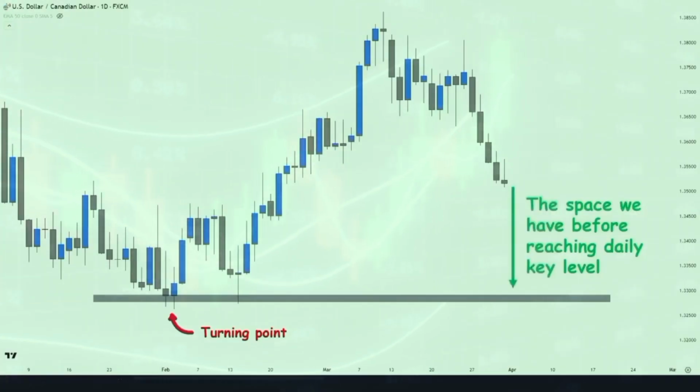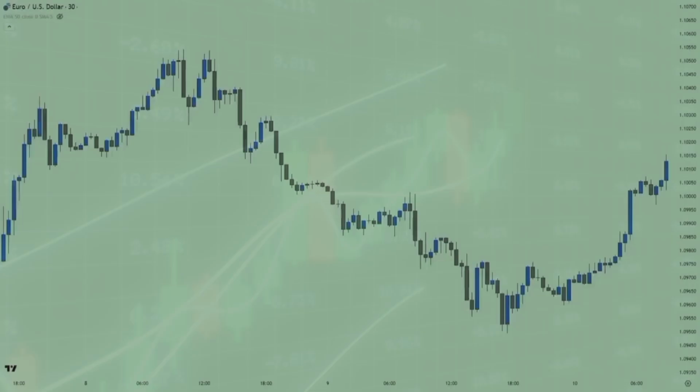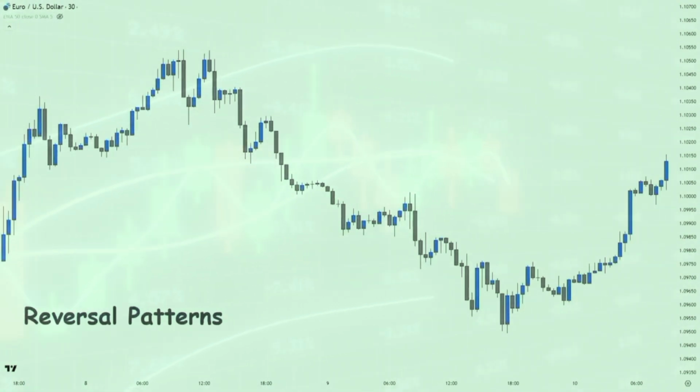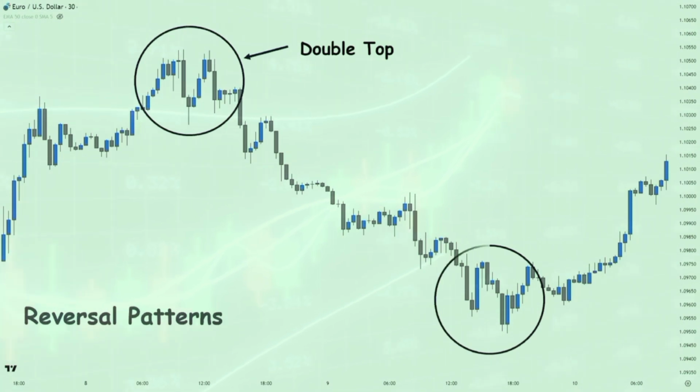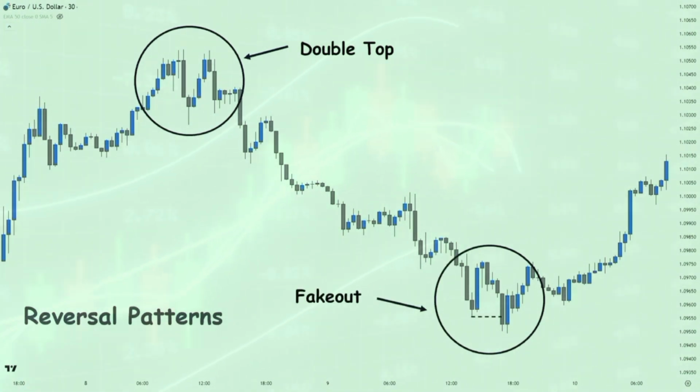The second market factor is reversal patterns. Reversal patterns are chart formations, signaling that the ongoing trend is about to change course. If a reversal pattern forms during an uptrend, it shows that the buyers are losing momentum and the sellers are taking control and vice versa.